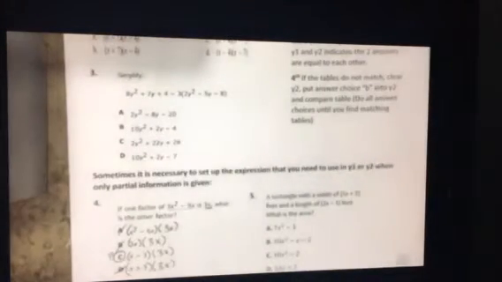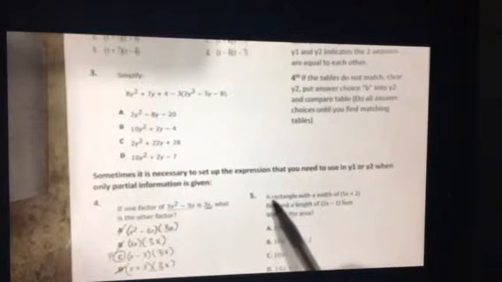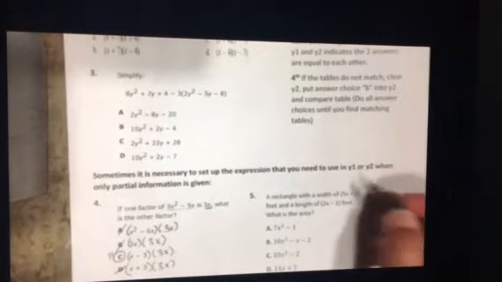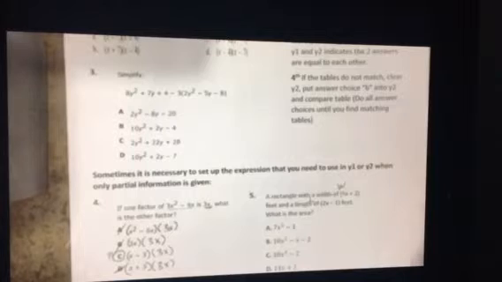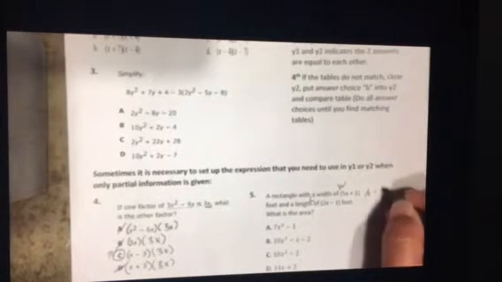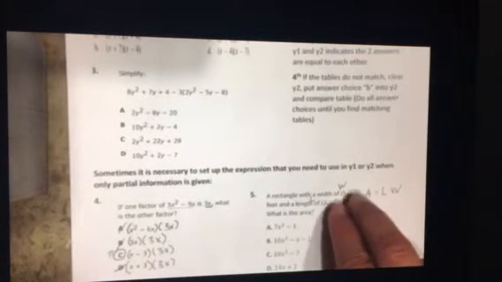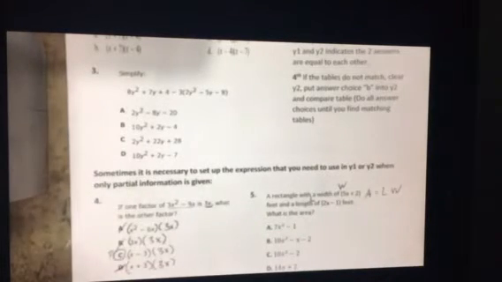So for number 5, you have to build it. They want to know a rectangle with a width of, this is the W, and a length of, this is the L, and they want to know what's the area. Well, if you know the formula, area equals length times width, what are you going to do with those two? How are you going to build this to put into y1 and then see if your answer choices give you the same area.